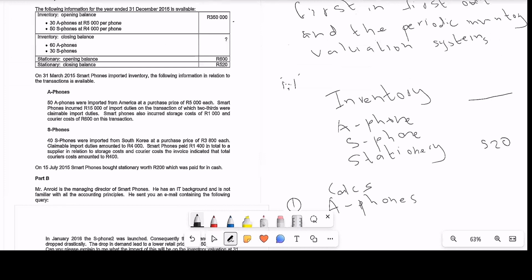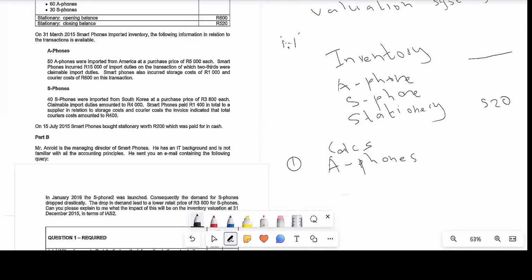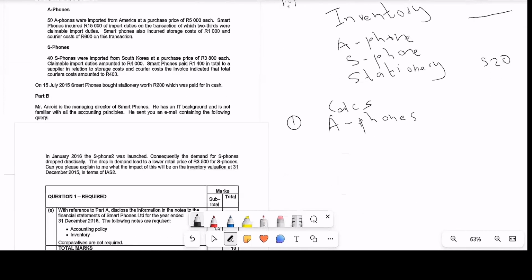So let's see what the opening balance was. Since it's first in, first out, they said they had 30 phones and they were going for 5,000 each. So with this kind of question, you must also be aware of time, guys. You must be fast. So it's 30 units times 5,000. So here it's gonna be 150,000.